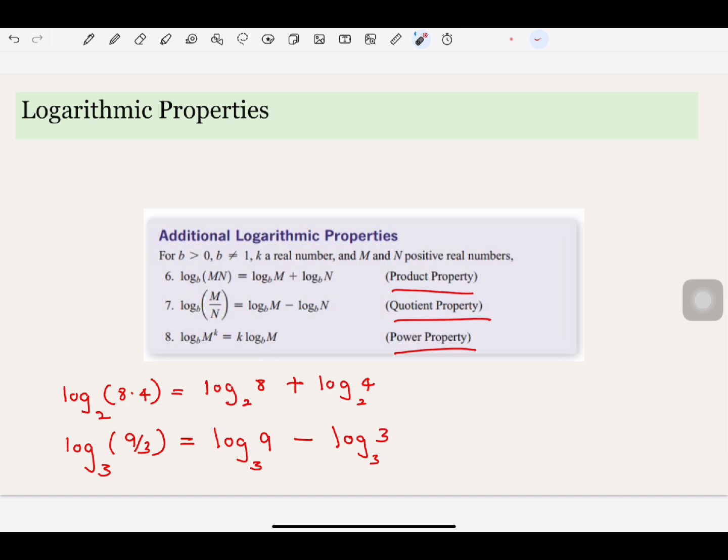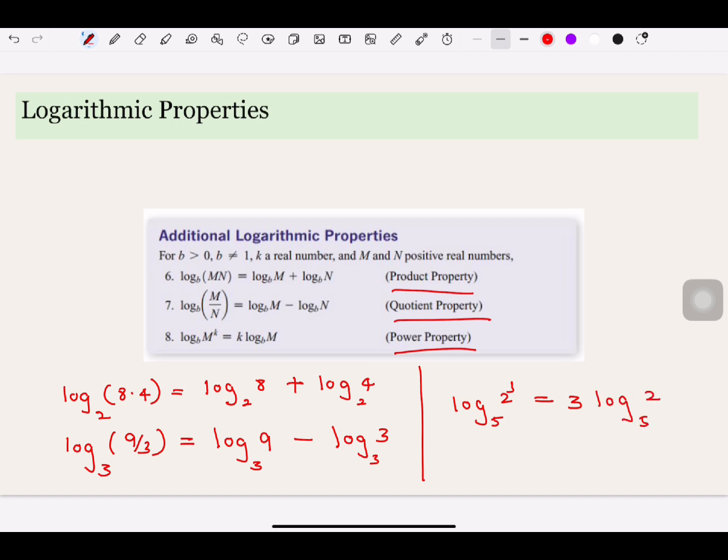For example, let's say you have log of 2 to the power 3 with base 5. Since you have an exponent inside the log, you can bring this 3 to the front. So this is 3 multiplied by log base 5 of 2.